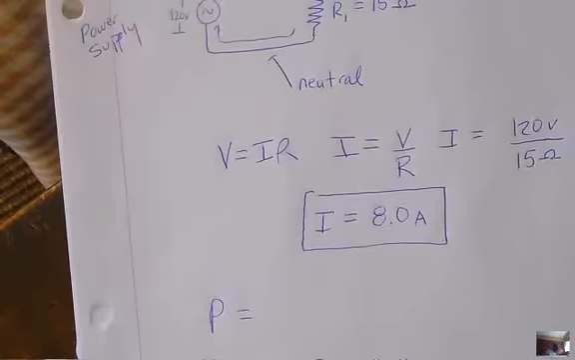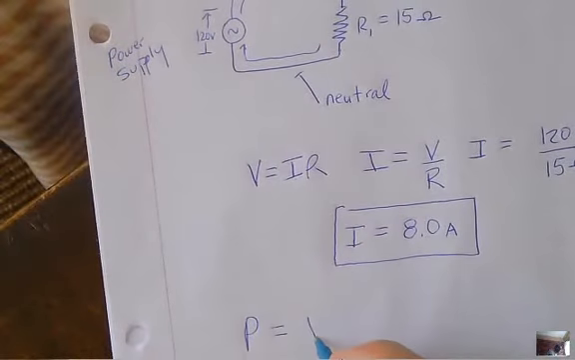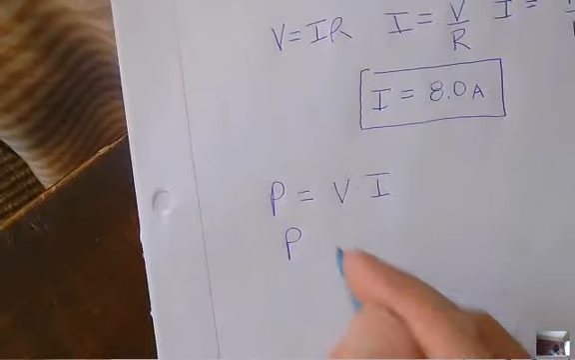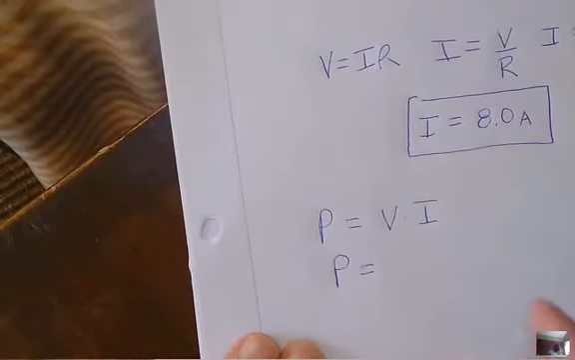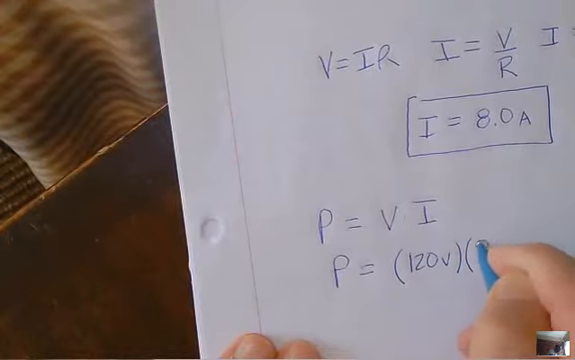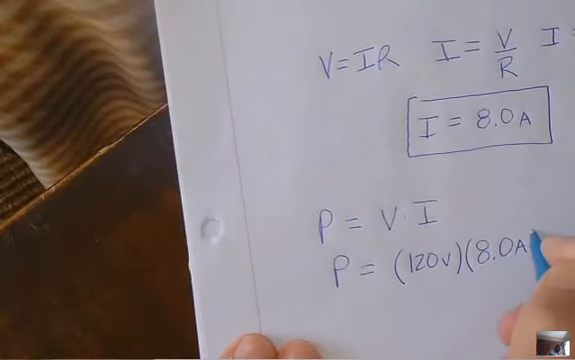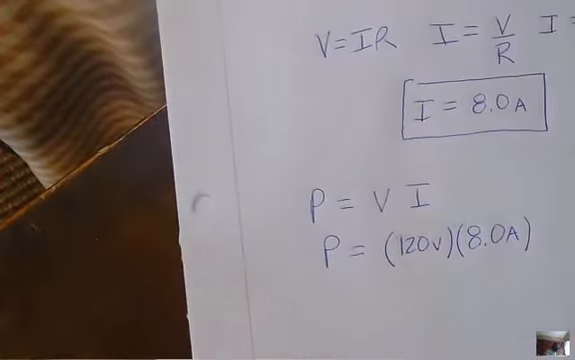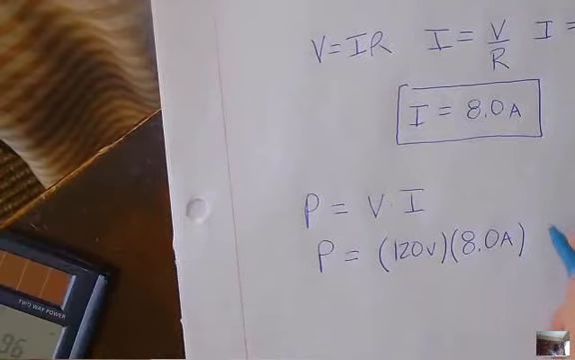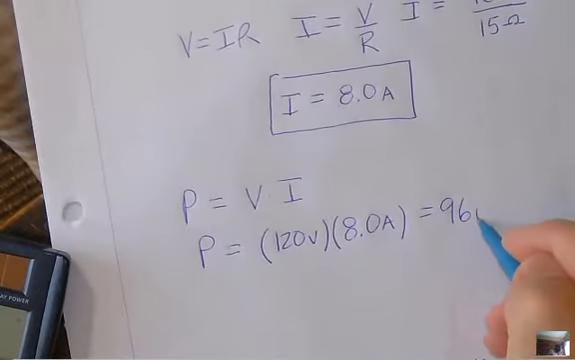So the question is, how much power does the toaster use up? Well, we know our formula for power is just voltage times current. So the power, in this case, we had the circuit going through our house was 120 volts, and the amperage was 8 amps. So 12 times 8 gives me 96. So this is 96 watts.